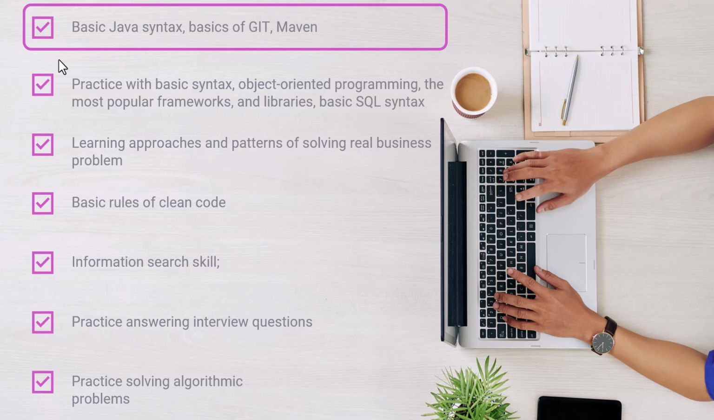While learning these basics, it is a good idea to start learning and using Git, Maven, JUnit 5, and Mockito. Don't start learning these tools immediately. Add them one by one to your study plan.